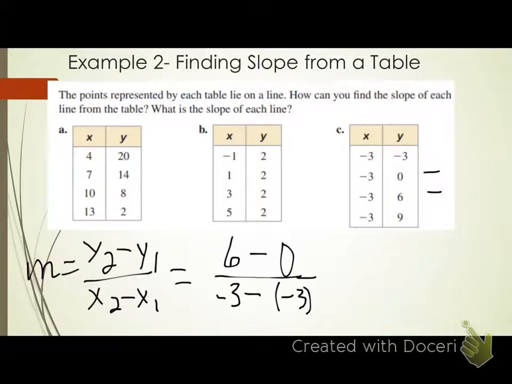Okay, so what's 6 minus 0? 6. What's -3 plus 3? 0. So what's my answer here? What's 6 divided by 0? It's 0 and it's an undefined. It's not 0.